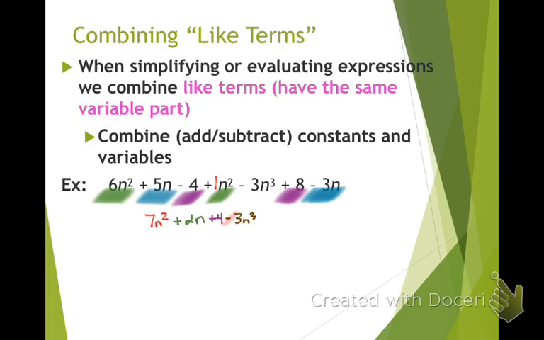So what's the highest power? The cubed, right? So whenever I rewrite this, I'm going to go negative 3n to the third plus 7n squared plus 2n plus 4.